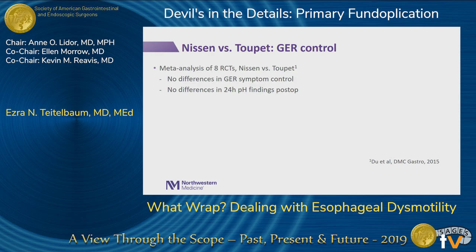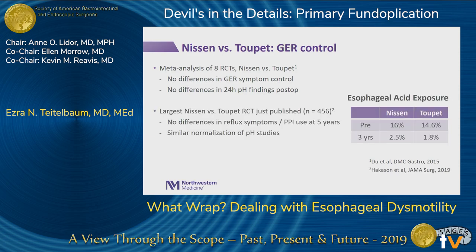And overall, there were no differences when you combine these trials in elimination of reflux on a 24-hour pH study, and no differences in the patient's symptom profiles in terms of heartburn and regurgitation symptoms. It was alluded to previously, this randomized trial out of Sweden that was published this year. I think it's an excellent trial, the largest randomized trial comparing fundoplication types. And again, at 5 years, no differences in reflux symptoms and no differences in PPI use. And here you see the pH studies, excellent reflux control with both Nissen and Toupet, normalized in both groups, with no differences at 3 years.